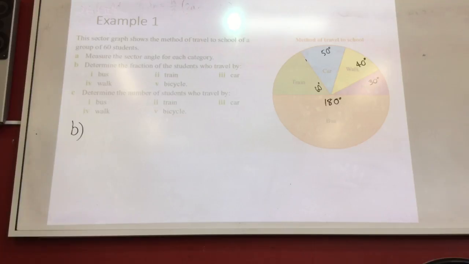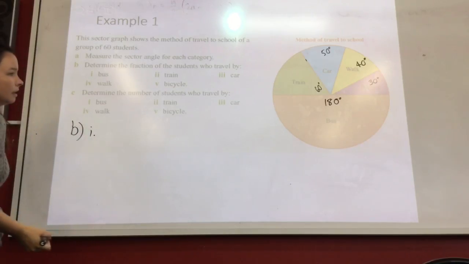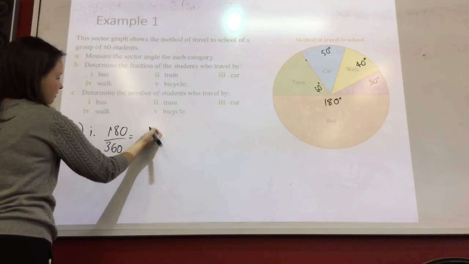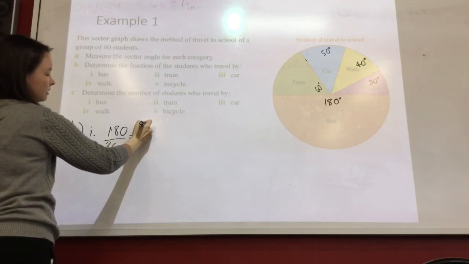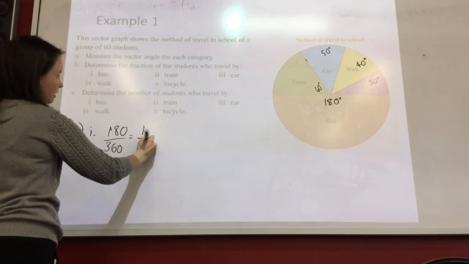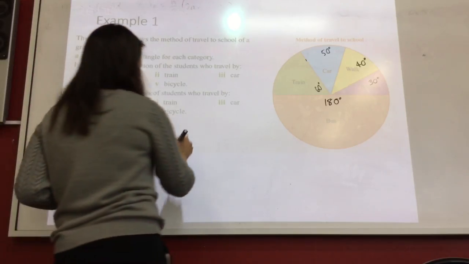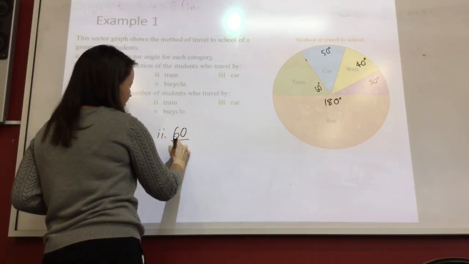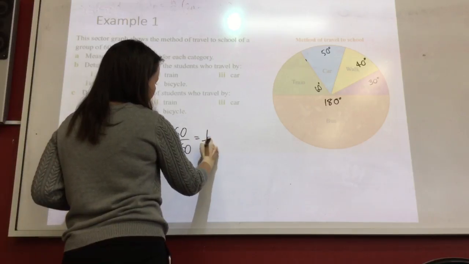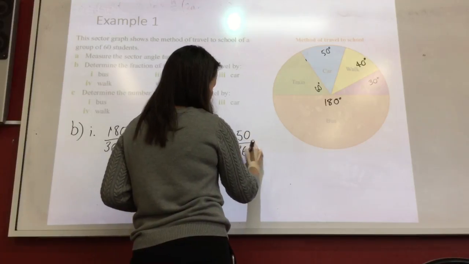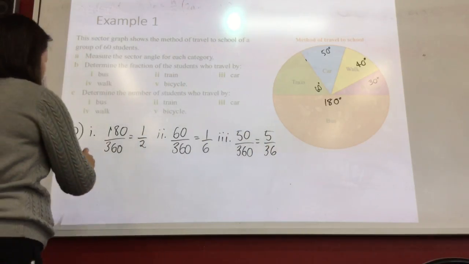Part B. Determine the fraction of students who travel by bus. So by bus, the fraction would be 180 over 360. Simplified is 1 over 2, a half. The fraction that travel by train, 60 over 360. Simplified gives 1/6. Fraction that travel by a car, 50 over 360. Simplified to 5 over 36.